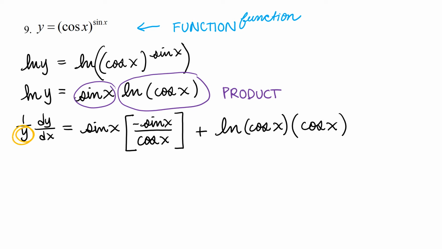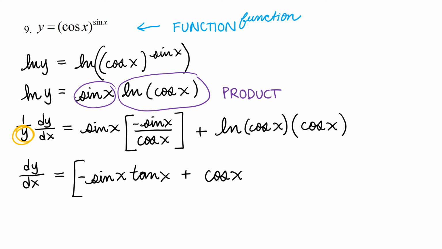Okay, now we need to multiply both sides by y. So we have dy dx is equal to sine of x over cosine of x, which gives us tangent x. So we have negative sine of x tangent x. We also could have written this as negative sine squared of x over cosine of x. Plus, let's put that cosine of x out front so it's a little more clear that we have a cosine of x times a natural log of cosine of x.